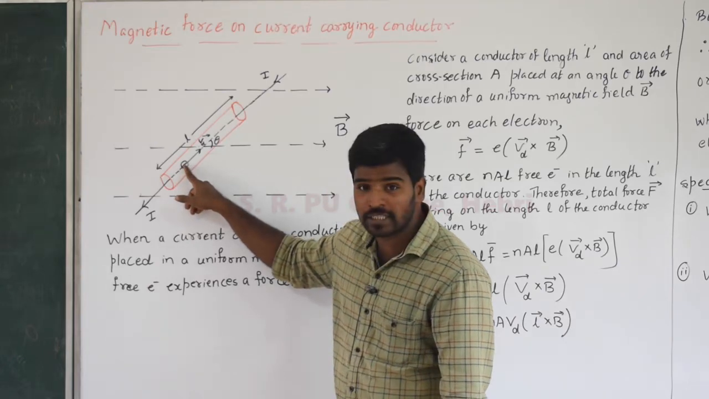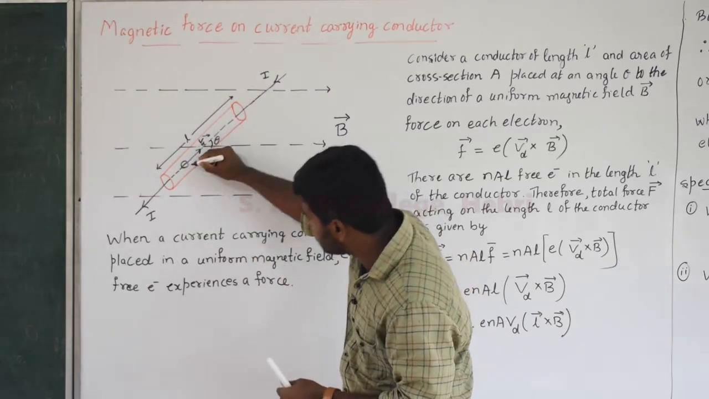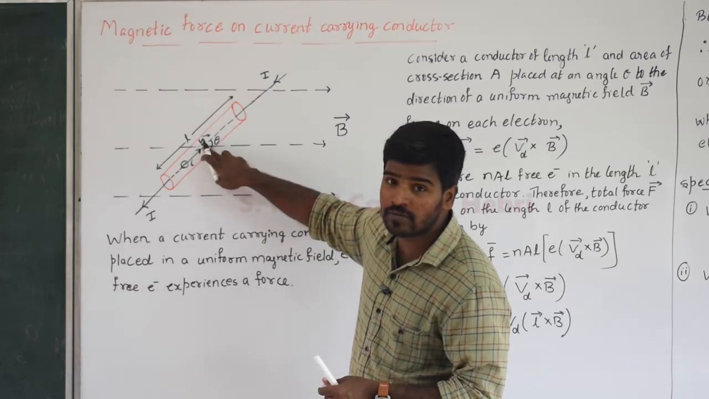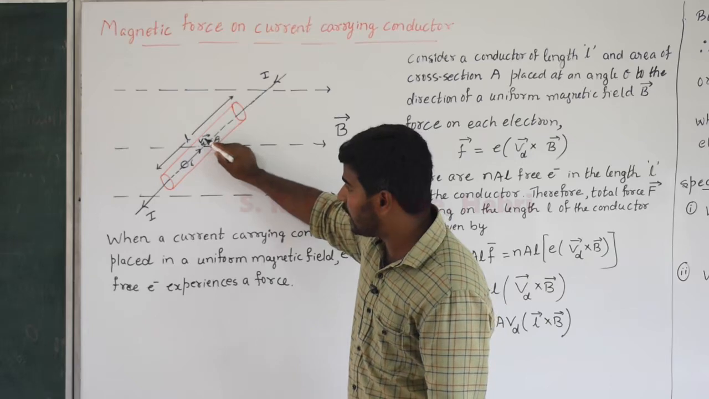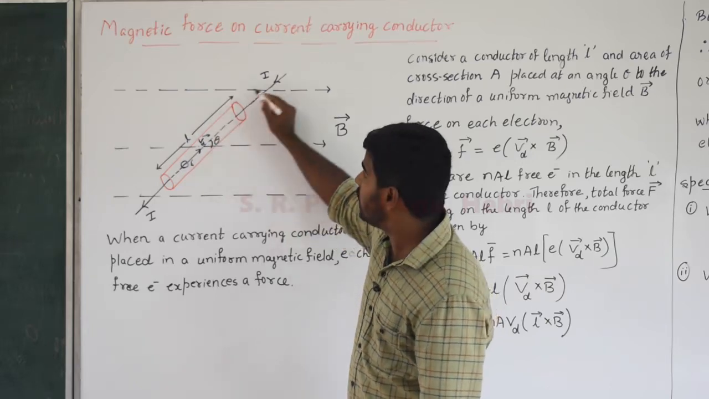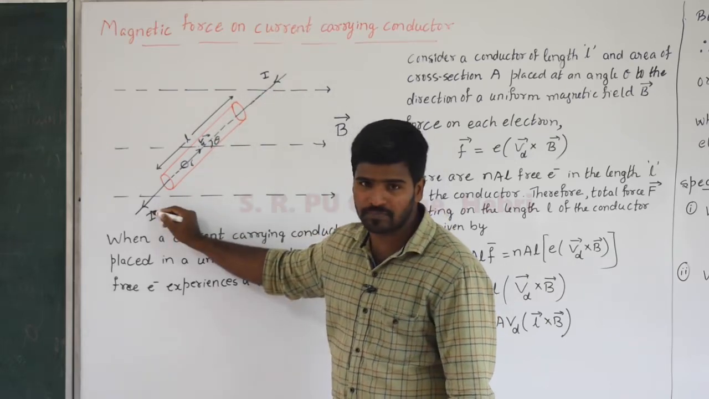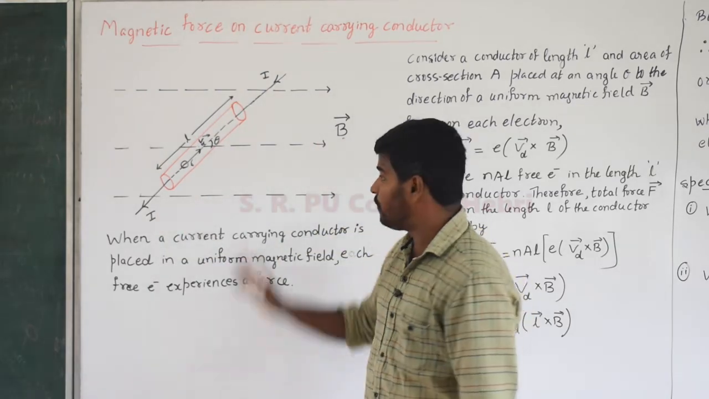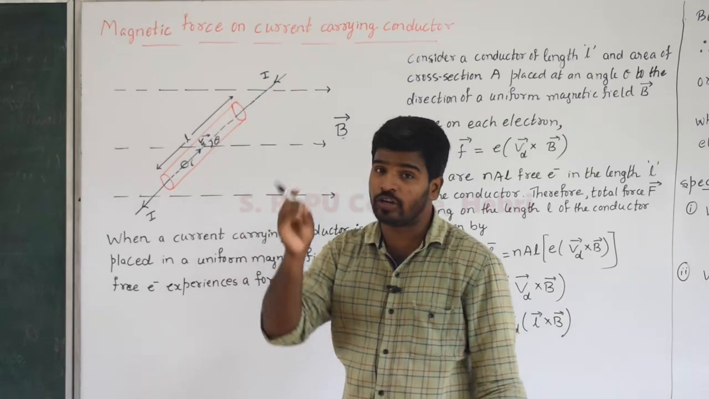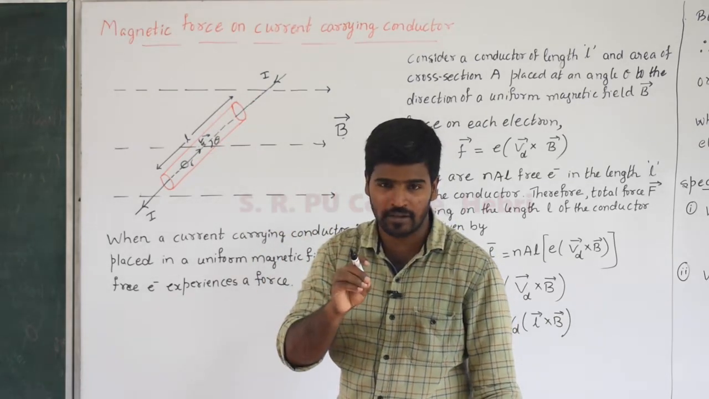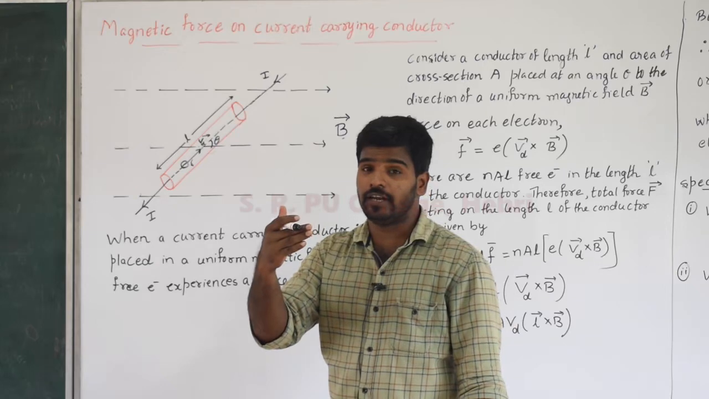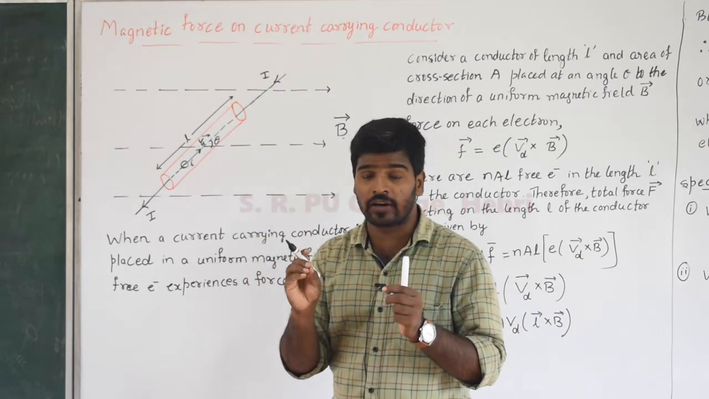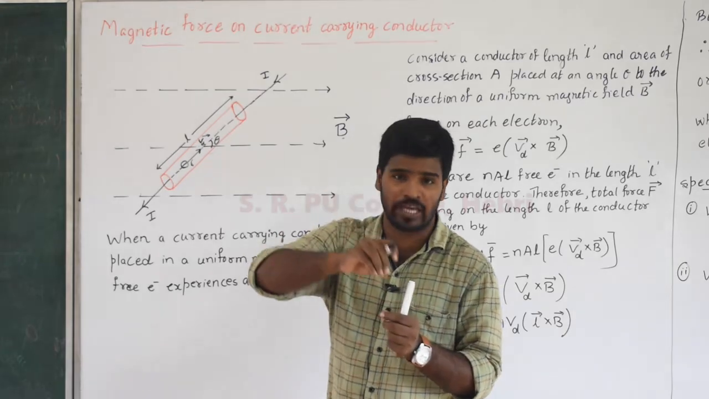Here we take the negative charge, moving with a velocity which is the drift velocity, expressed by V vector. The direction of the electric current is taken like this. Is it clear? In a uniform magnetic field, in which we have placed the current carrying conductor, the majority charge carrier is the electron. Therefore each free electron experiences a force because of its velocity.